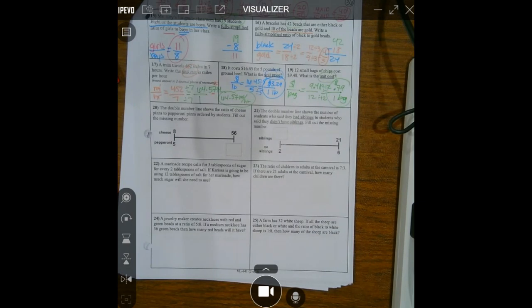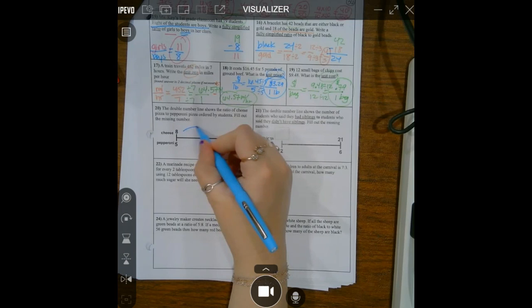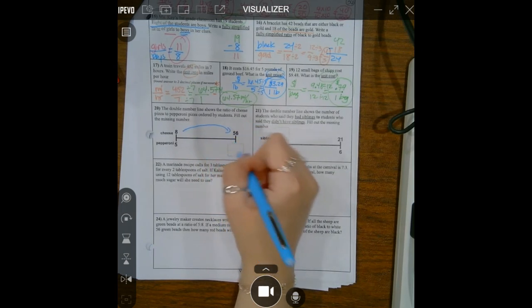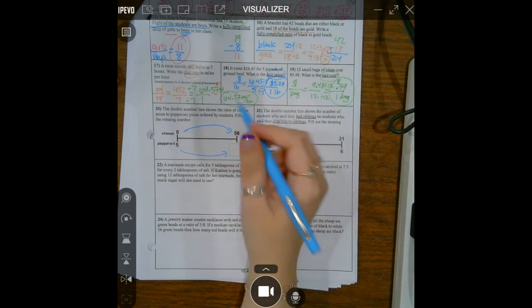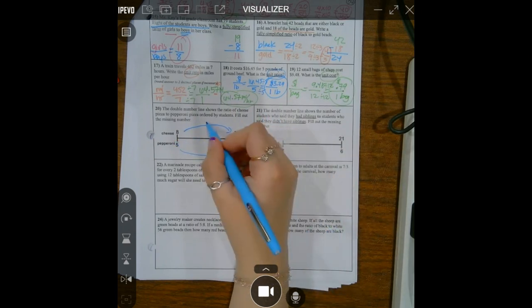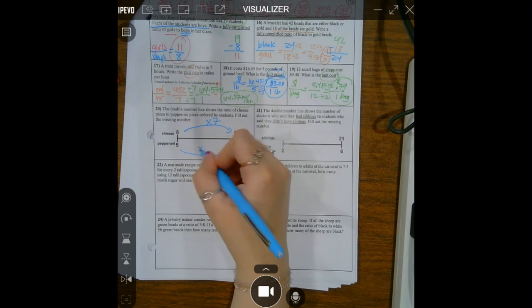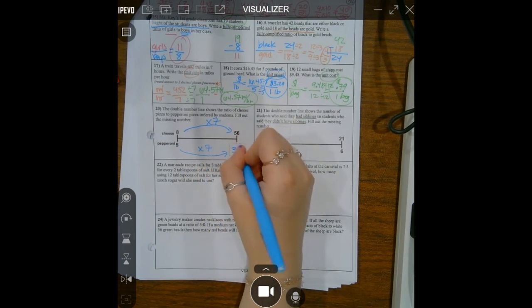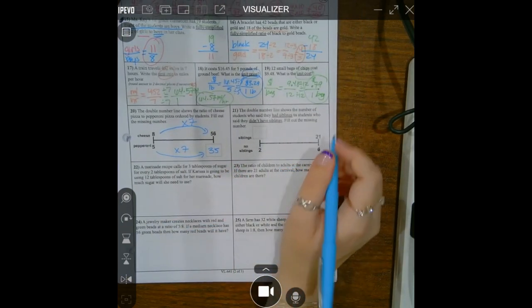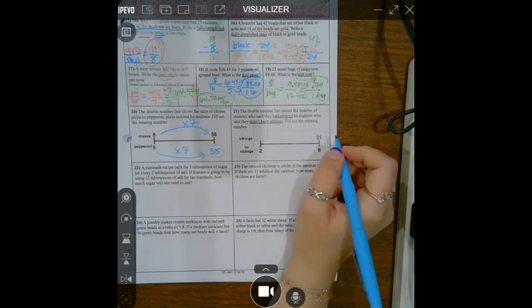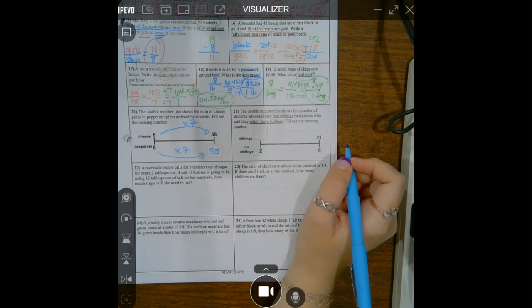Okay. The next one says the double number line shows the ratio of cheese pizza to pepperoni pizza ordered by students. Fill out the missing number. It looks complicated, but don't overthink it. Go towards the direction of your unknown, which is this box right here, right? So then do the same thing here. Now ask yourself, 8 times what is 56? Yeah, 7. So then 5 times 7 is 35. That would be your missing number. Looks complicated, but super easy, huh? Okay, the only thing to watch out for with these is, try this one on your own.